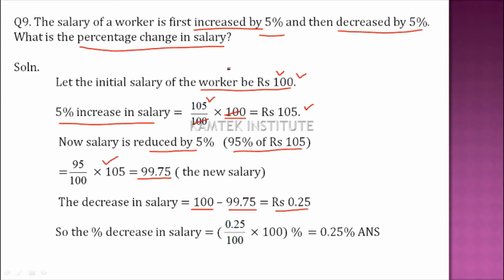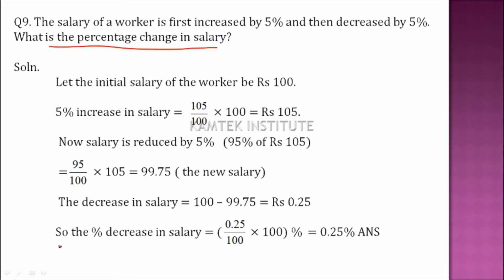Okay, so in the next stage he's asked what is the percentage change in the salary. So in order to find the percentage change or percentage decrease in the salary, the formula is, in the numerator you take the change or the decrease in the salary, that is 0.25 rupee, divided by 100. 100 is the initial salary that the person was drawing, that we had assumed, multiplied by 100, and here 100 and 100 get cancelled. And our answer is 0.25%, and that is the answer we're looking for. I hope it is clear to you all. In case it is not, repeat the video once again.